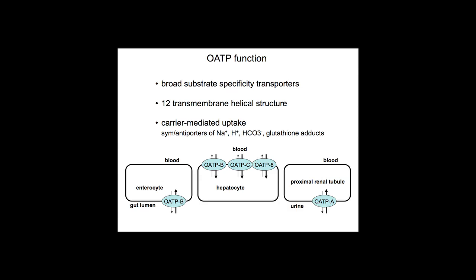Finally, let's look back at OATPA again. Here we've identified OATPA as being present in the proximal renal tubule of the kidneys, and interestingly, this molecule was early on identified as a reuptake transporter. So we're bringing the drug molecule back from the urine into the kidney, which is an interesting wrinkle in terms of understanding a drug's pharmacokinetics if there's reuptake from the waste stream.